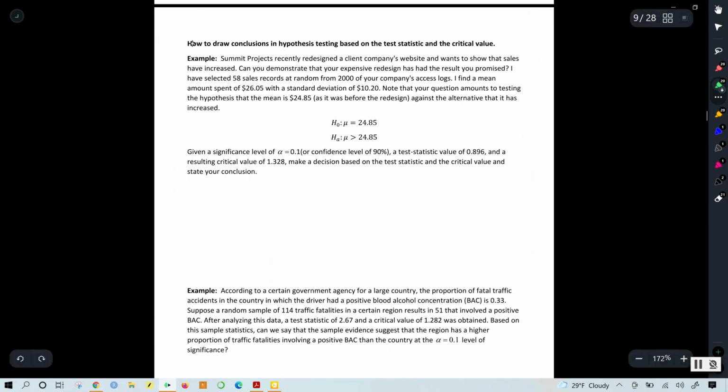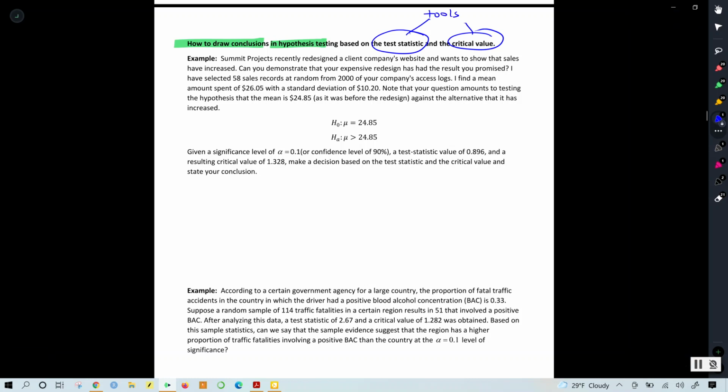And we want to learn here how to draw conclusions in hypothesis testing using two tools, that is, the test statistic and the critical value. To give you a heads up, we're going to learn later how to compute the test statistic and the critical value. But for now, let's see how we use them eventually. And to begin with, let's take an example.